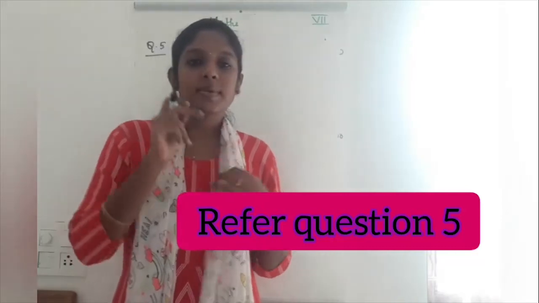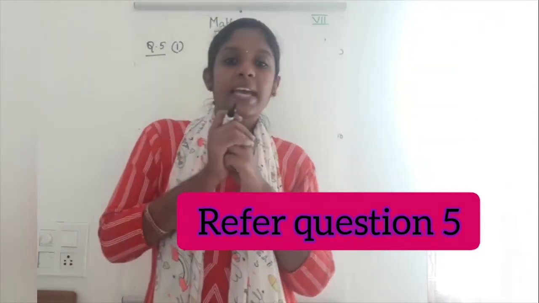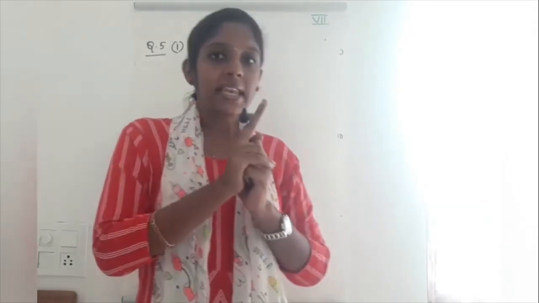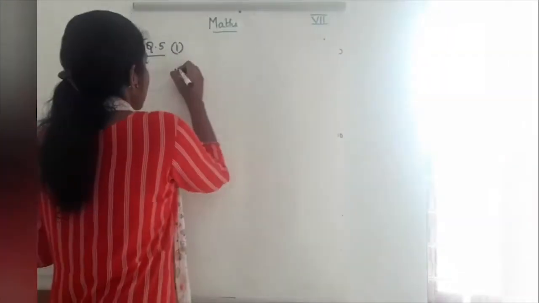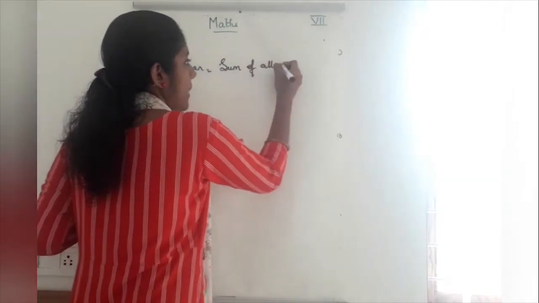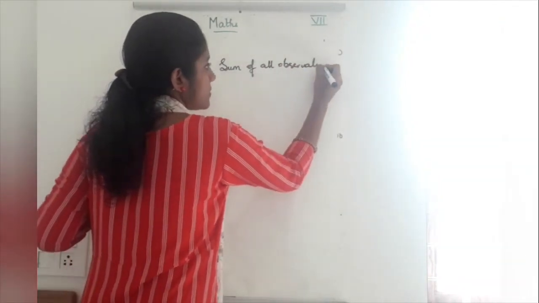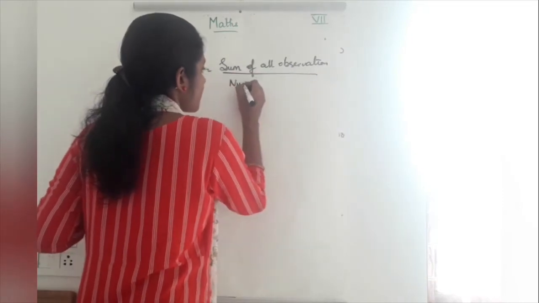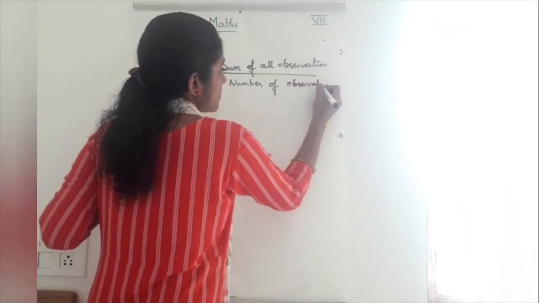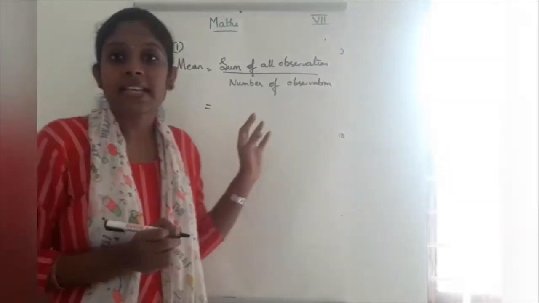Okay, so first sub question given is find the mean to determine A's average number of points scored per game. So you have to find the mean for player A so that you can get the average points. So how to find the mean? Mean is sum of all observation by number of observation. So you are going to find the sum of all observation.